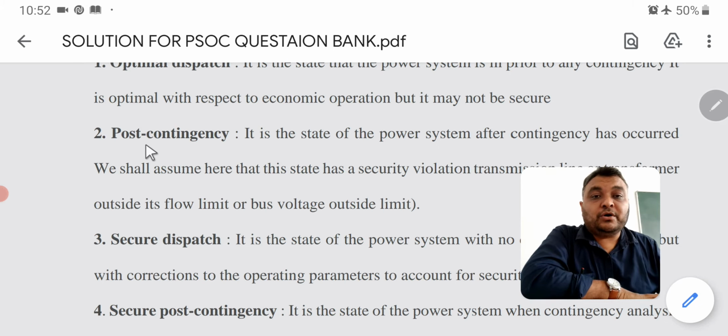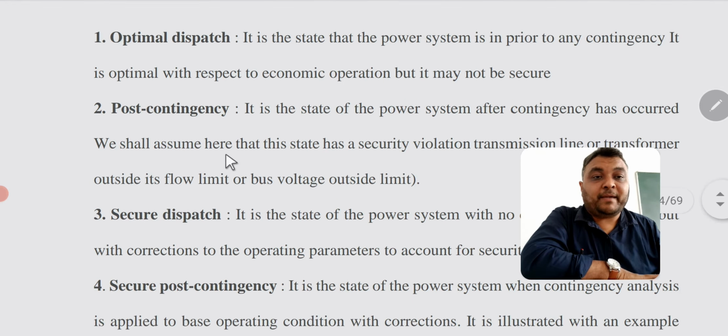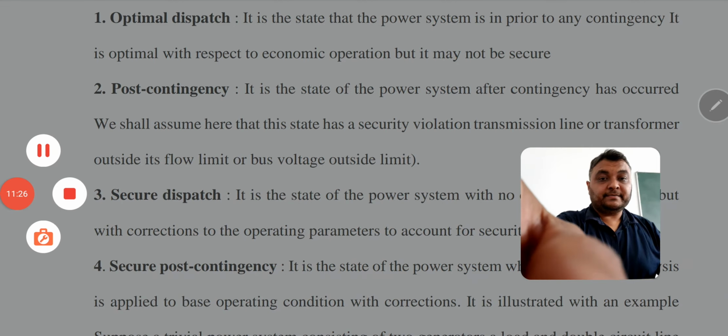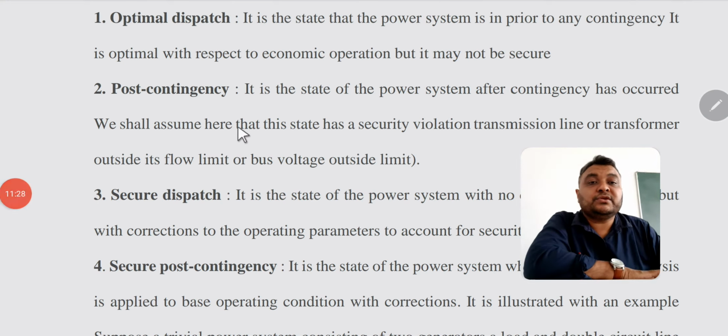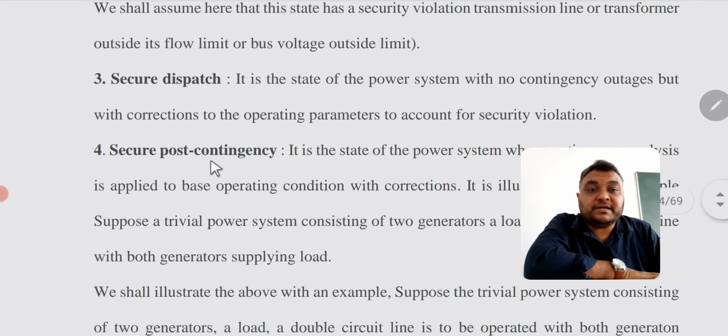The post contingency is the state of the power system after a contingency has occurred, and we shall assume here that this state has a security violation: a transmission line or transformer outside its flow limit or a bus voltage outside limit. And the secure dispatch is the state of the power system with no contingency outages but with correction to the operating parameters to account for a security violation.